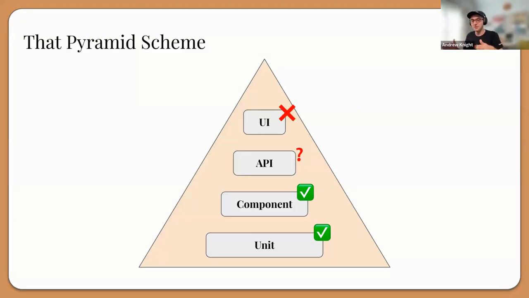Hence the pyramidal shape. I see Simone is in the chat saying, wait 5,000. Oh my gosh, the pain of waiting. Hard sleeps are an anti-pattern. Don't do that. But nevertheless, they are pervasive.